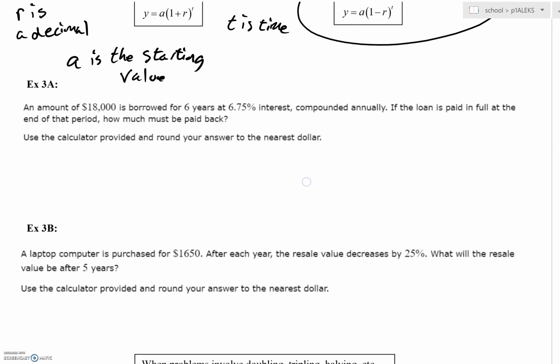Let's read example 3a. It says an amount 1,800 is borrowed. So I'm going to say A, this is what we're going to start off with. We'll have 1,800. It's borrowed for 6 years. We'll have T is equal to 6. We'll have 6.75% interest. That's going to be your R.